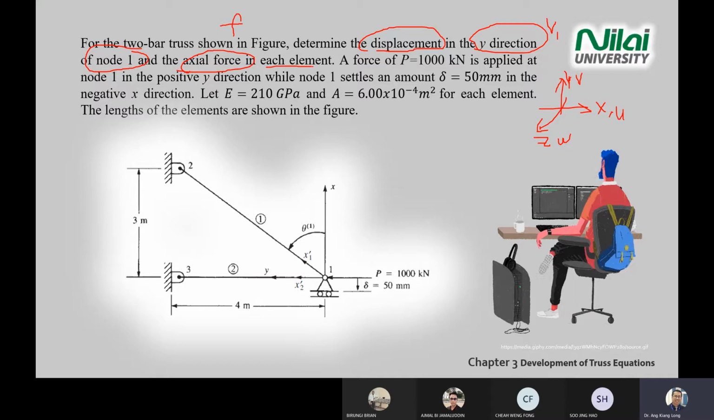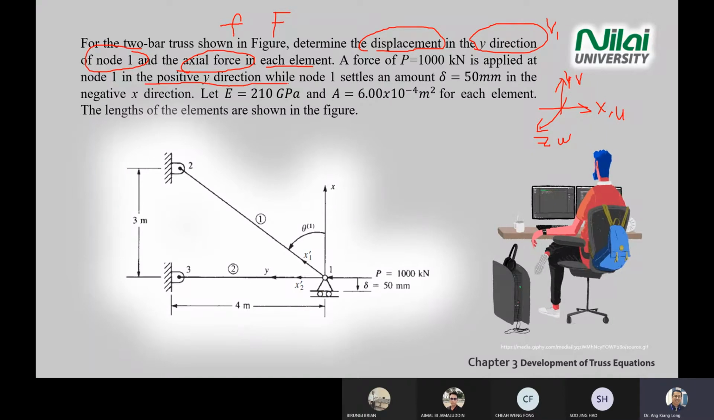Each element, if you see the each element, means small f. Capital F means external force. So a force of P is 1000 kilonewton applied at node 1, that you can see from the diagram, in a positive y direction. This is a guideline for you that is stressed against the direction of y. It keeps giving you hints that the axis direction is different from the normal one. This one is to the left is positive.